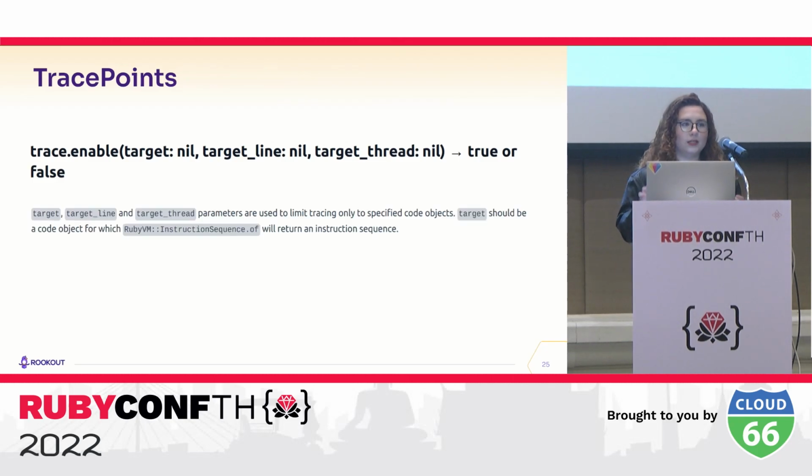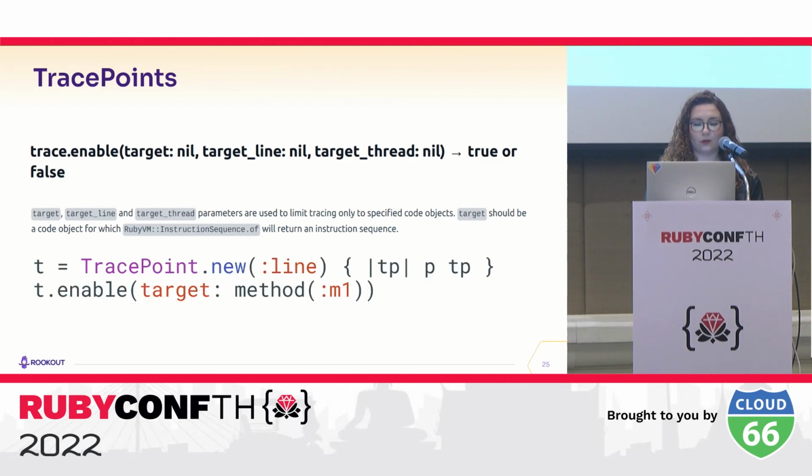And all 3 of these parameters are there to limit tracing to specific code objects, because we don't want to stop on every line that is executed, only on specific lines, so we can use these to kind of narrow it down. And the most important thing here is target. Target is a code object, and it's basically the method we want to be debugging or put the trace point on. And in the example from the Ruby API, it uses the method function and kind of passes it a reference to the method we want to pass.